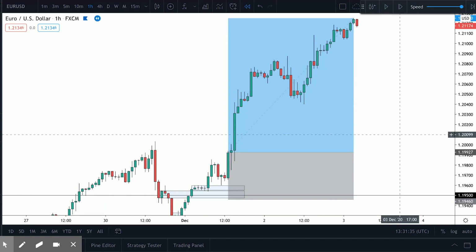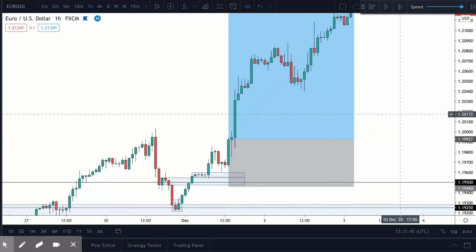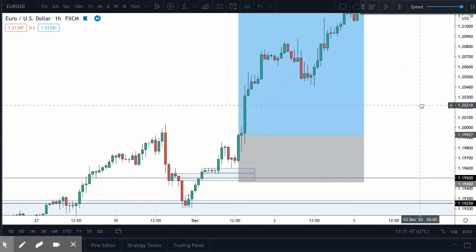And when you find a move, when you do the top-down analysis, you find the levels of interest, you find the zones, you find the market structure, that is how you're going to find your confirmation. Okay. And we've actually seen here 3 examples for entry depending on your risk tolerance.